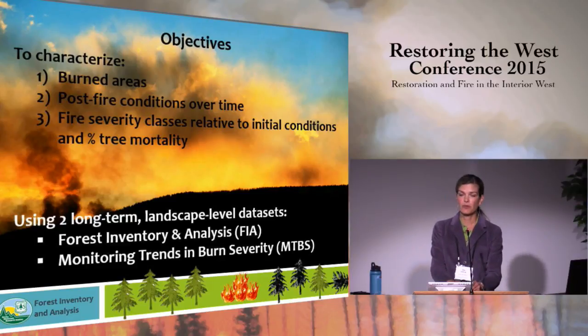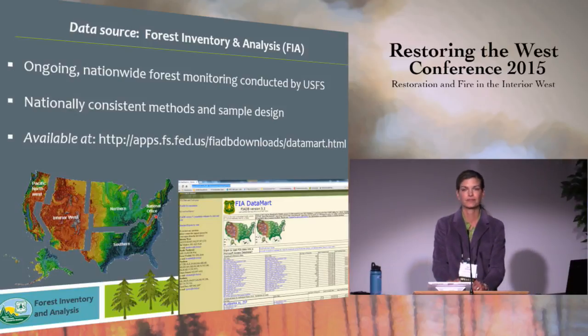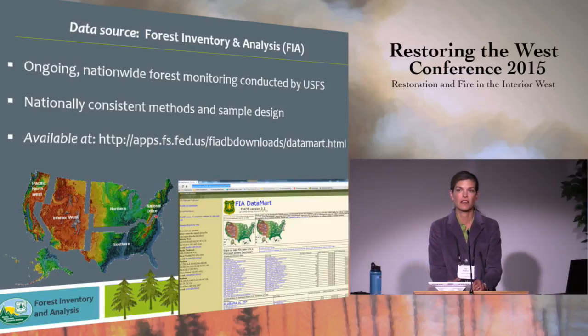So first, the FIA program is an ongoing nationwide forest monitoring program conducted by the U.S. Forest Service. It uses nationally consistent methods and a nationally consistent sample design. Even though it's nationwide, it's administered by 4 different regions, and I work with the 8 interior western states shown on this map, including Utah and 7 other states. And the website shown here is where you can download the data. And I'll show this again on my final slide, so if you're really curious, you can copy it down then.